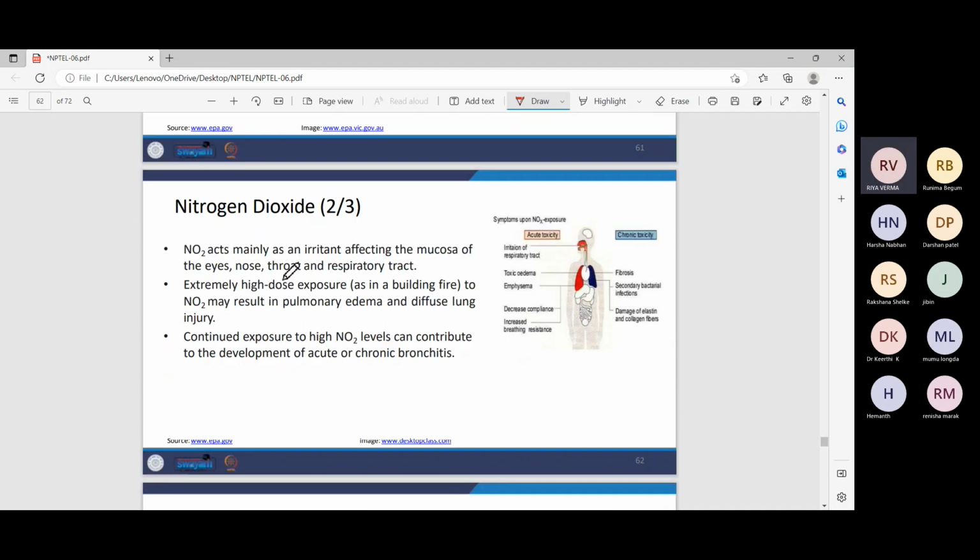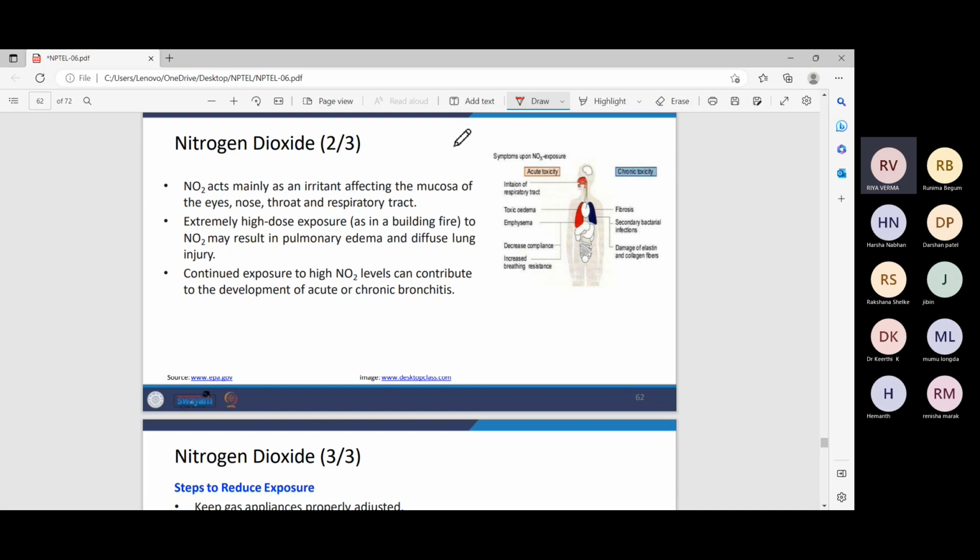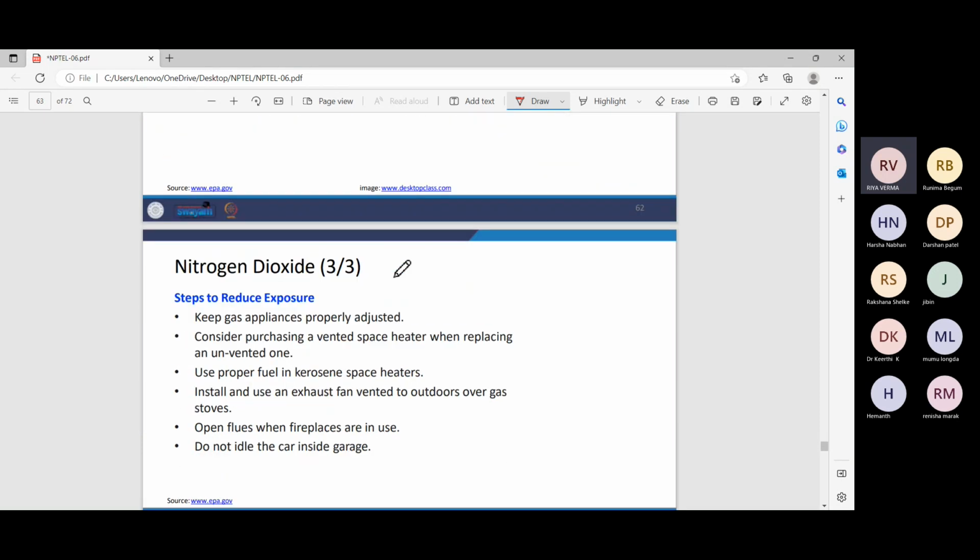NO2 also has acute toxicity, causing irritation of the respiratory tract, pulmonary edema, and emphysema. These are some of the diseases that tend to occur due to higher exposure to oxides of nitrogen. Continued exposure to high NO2 levels can also contribute to the development of acute or chronic bronchitis.